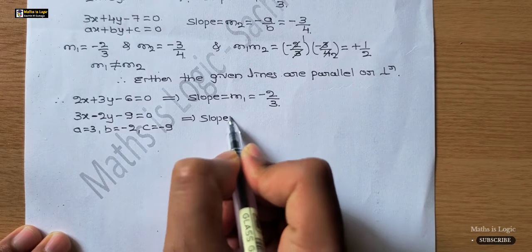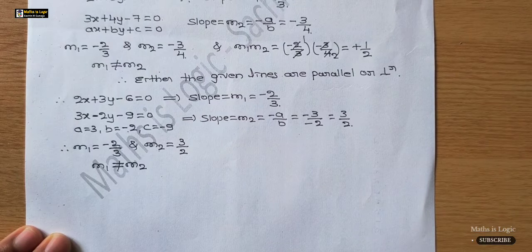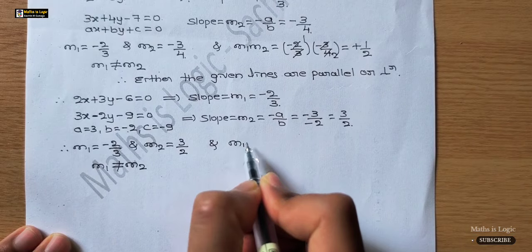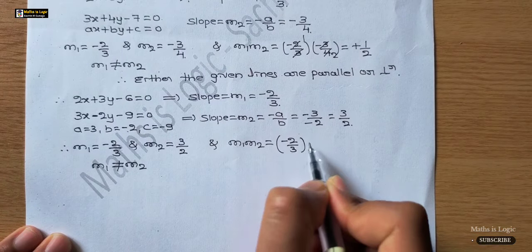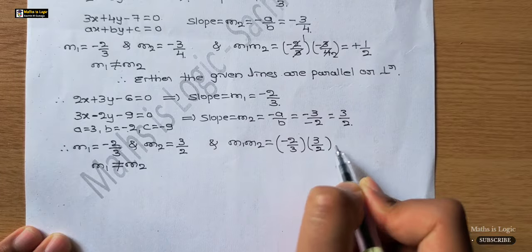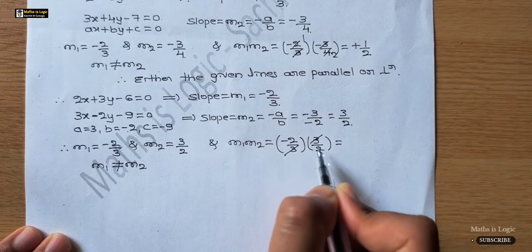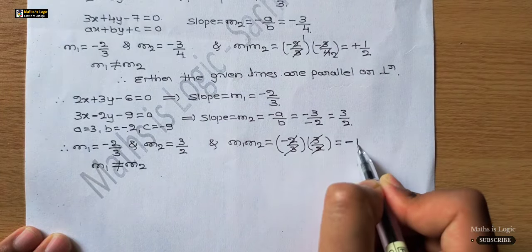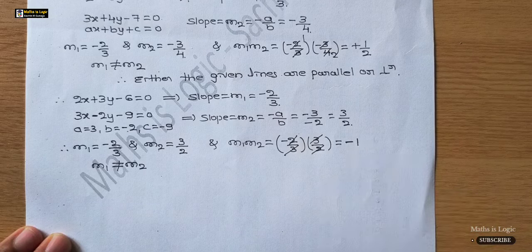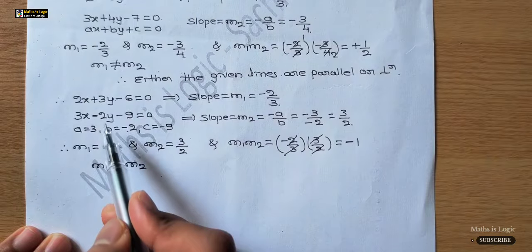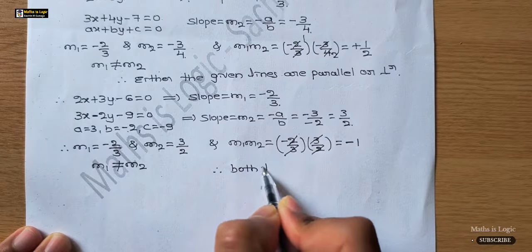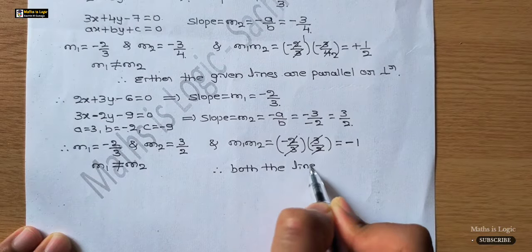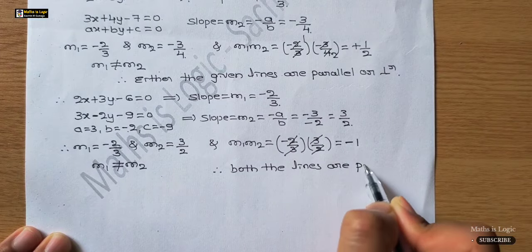Therefore, m1 is not equal to m2, and m1 into m2 you check. So m1 is minus 2 divided by 3 and m2 is 3 divided by 2, which is equal to 3 and 3, 2 and 2 just cancel. So finally what we are getting: m1 into m2 is equal to minus 1. So that means these two lines are perpendicular. Therefore, both the lines are perpendicular.